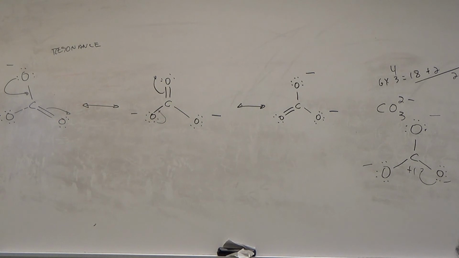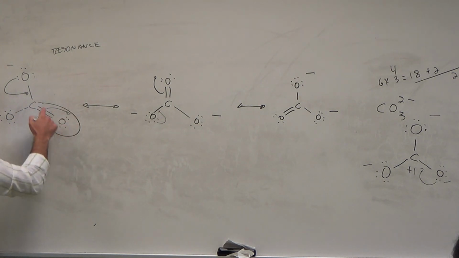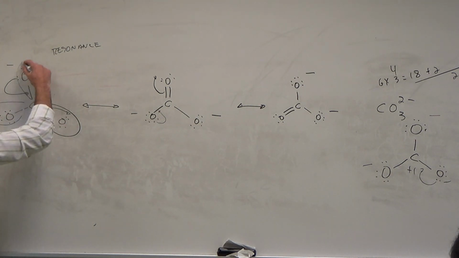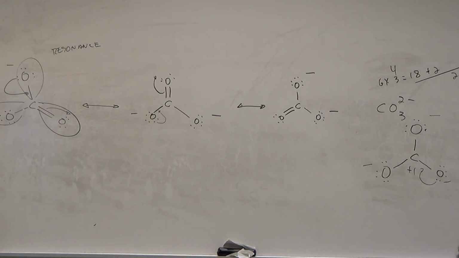So how many regions? We have 3. Here you would have 3 regions of electron density, yes? How many regions here, guys? 1 region here, 1 region here, 1 region there. That's for next week, okay? It's called regions of electron density. It's called electron domain geometry.